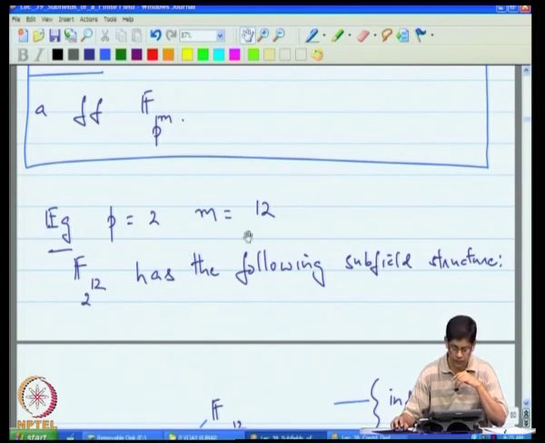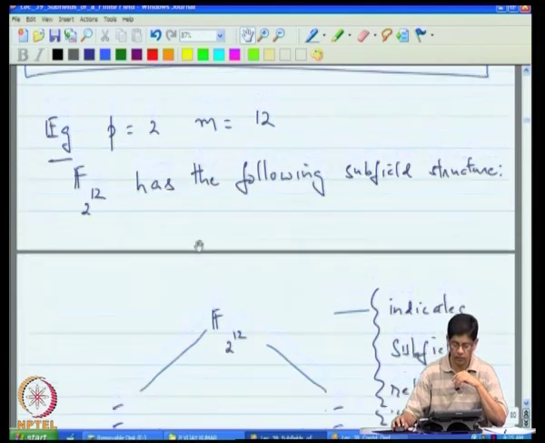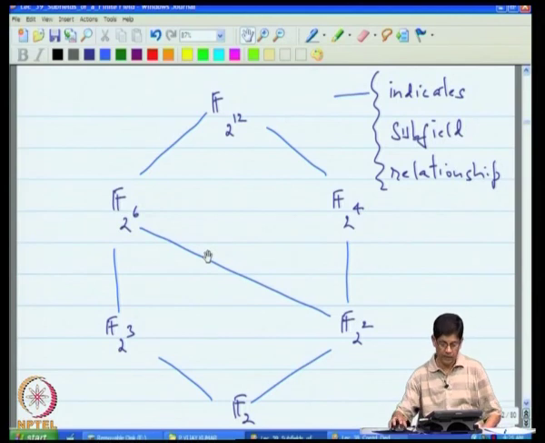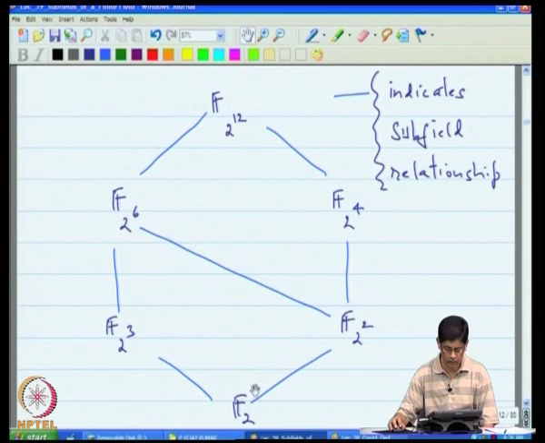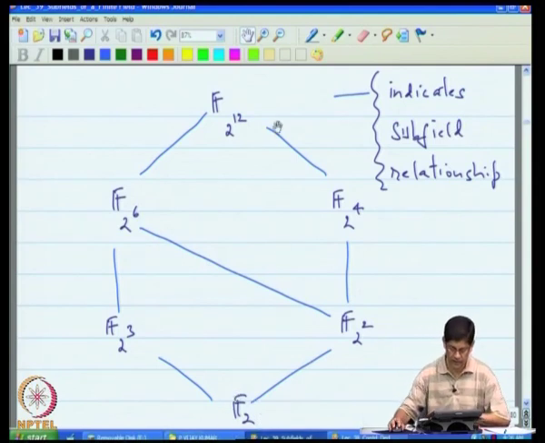When p is 2 and m is 12, then we are talking about the finite field of 2^12 elements. It turns out to have the following subfield structure. Here is the field itself, here is the ground field F_2, and we already know of its presence. We know that every finite field contains the field corresponding to its characteristic. So, we were already aware of these two.